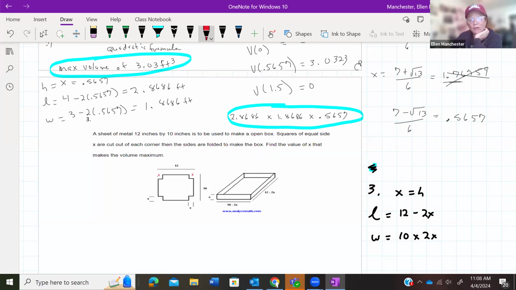And then the same thing with our width. Our total width is 10, but we have an X here and an X here that we took out. So that's where the 10 minus 2X comes from. Okay, so now we have everything we need to get our maximum volume of length, width, and height.